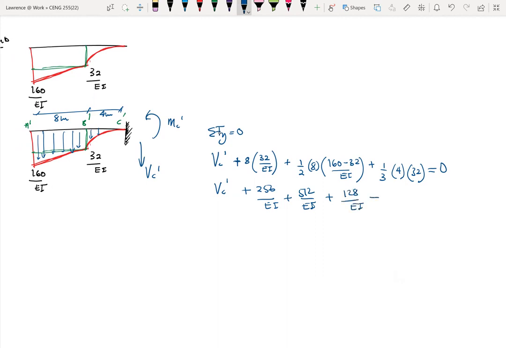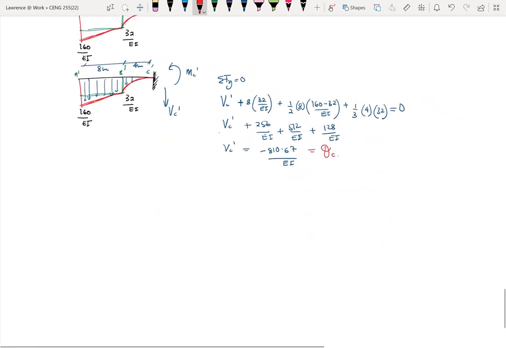So this should, yeah. So it means that our VC prime will be equal to, if you sum everything up, that will give us minus 810.67 over EI. So this is the same as theta C.